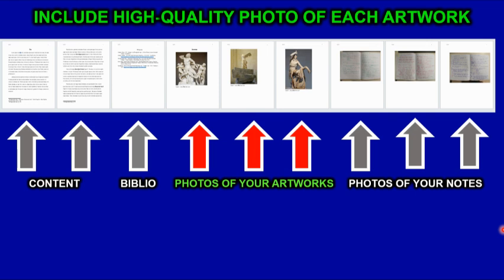So what you're going to turn in is going to look like this. It's going to be about 7 to 9, possibly more pages. You're going to have 2 pages of your written work, 1 page is going to be your bibliography. You're going to submit 3 high-quality photos of your artworks and then photos of your notes.